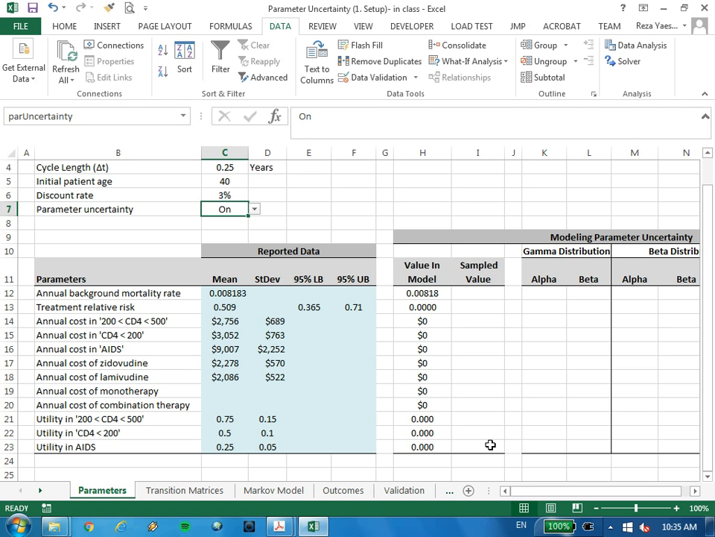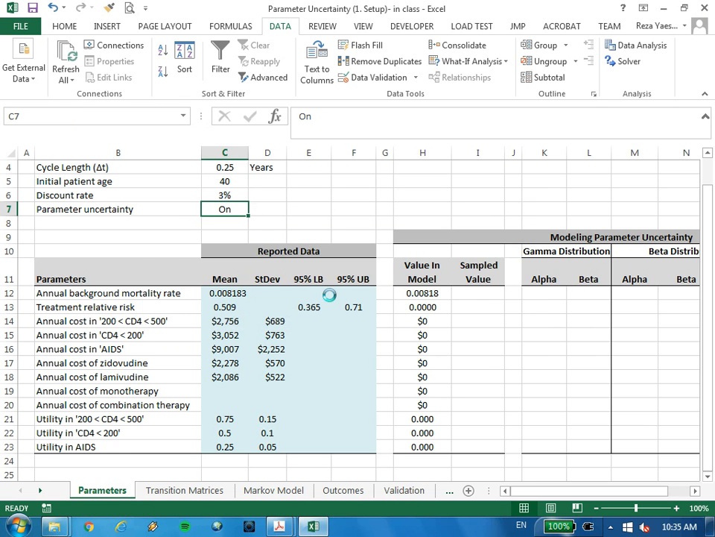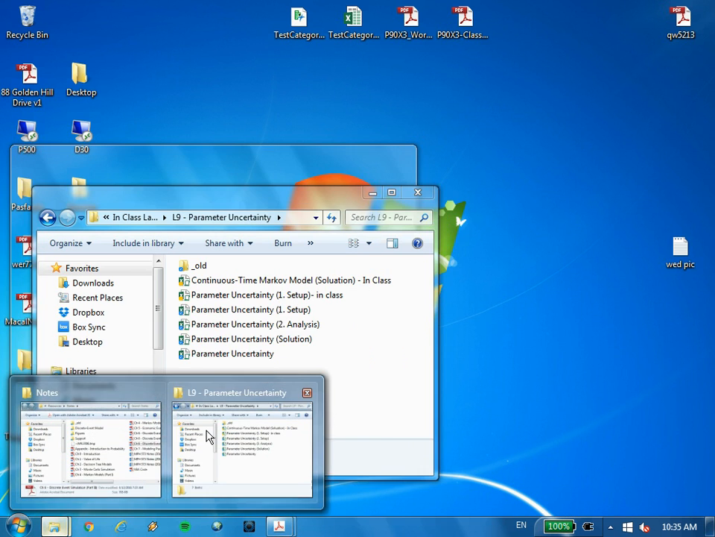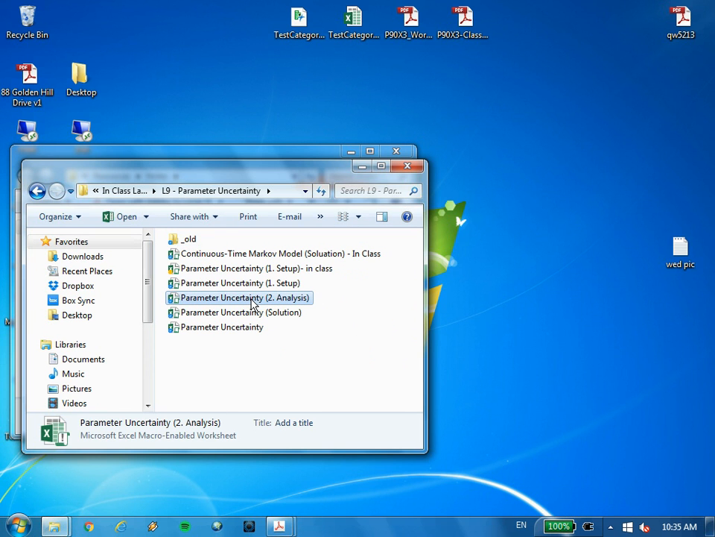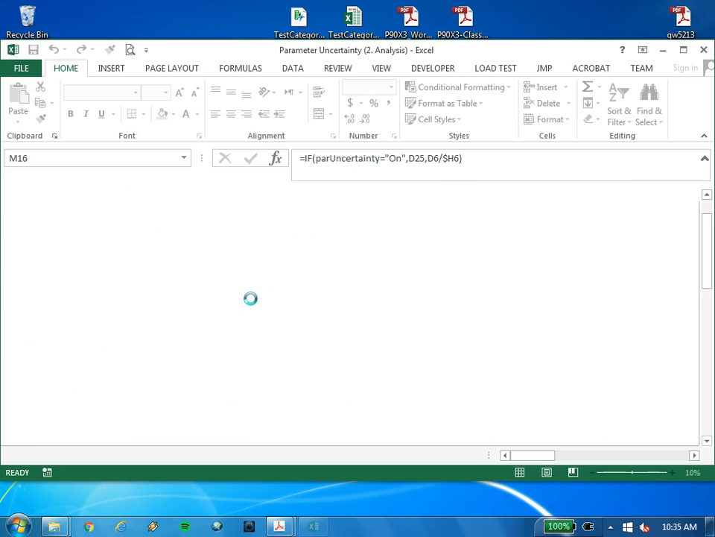So if you have fallen behind, that's okay. If you open the next file, this is already set up, so we can continue working on that. Okay, so let's now open the part 2.